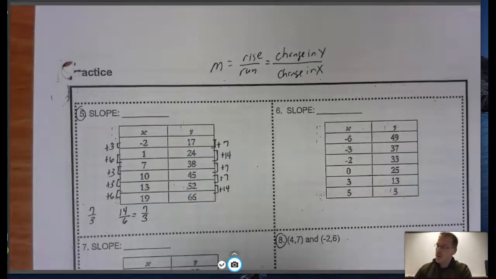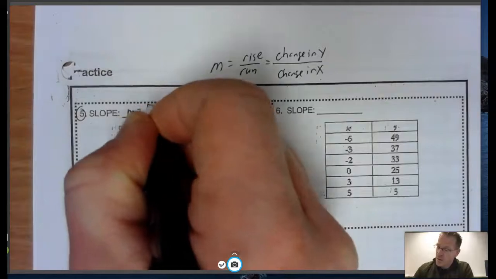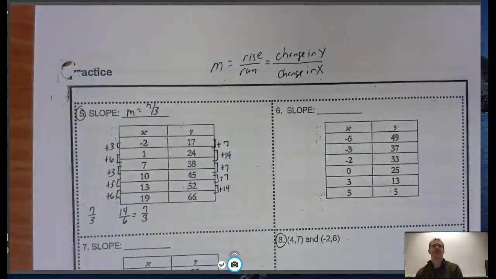So my slope for this would be 7 to 3. And that is all we have to do. But it's very important that you go through the entire table and make sure that it is constant. Make sure you get that same ratio each and every time.